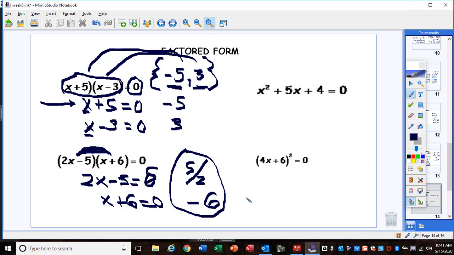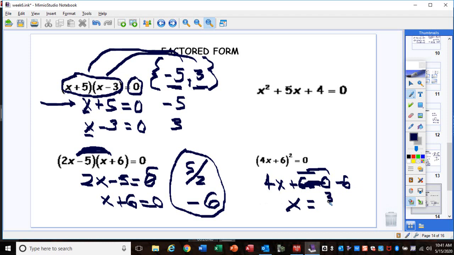Okay. Let's do one more that's already done for us. So you're going to get 4x plus 6. Now this is squared, so you don't need to write it twice because you're going to get the same answer. It's just going to appear twice. We call it a double root. So now I'm going to move the 6 over and get negative 6. Divide by 4, and x is going to be equal to 6 over 4 or 3 over 2.